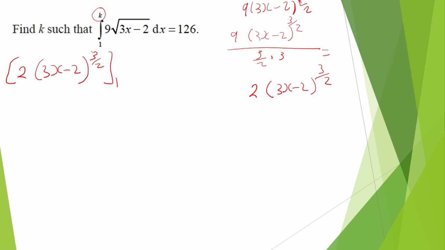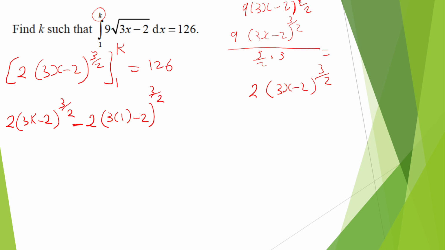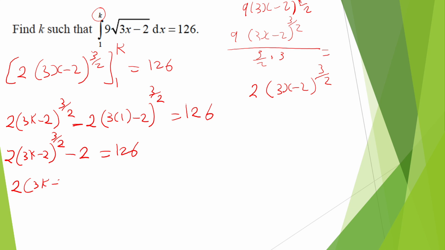3 over 2 to the power of 1 to k equivalent 26. Now I'll substitute the bigger boundary first, minus substituting the smaller boundary or the minimum boundary, and that will give me 1 to the power of 2, so minus 2 equal 126. Changing that to the other side becomes positive, so 3k minus 2 to the power of 3 over 2 equal 128.